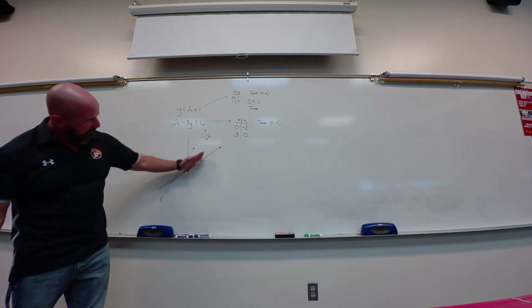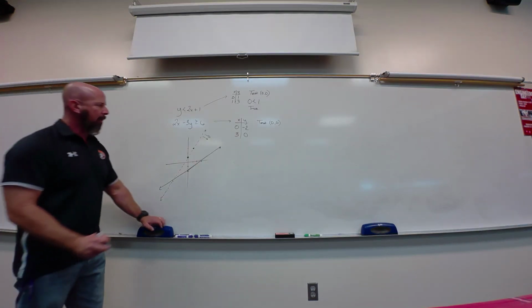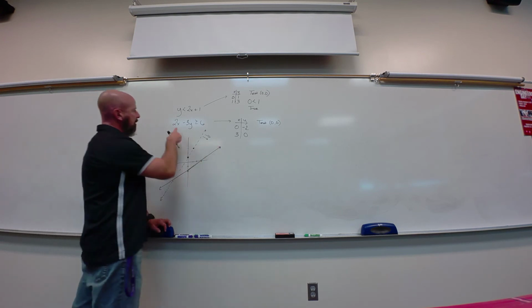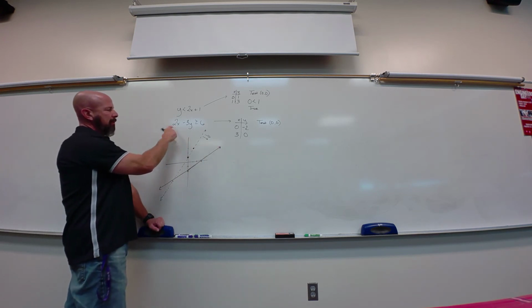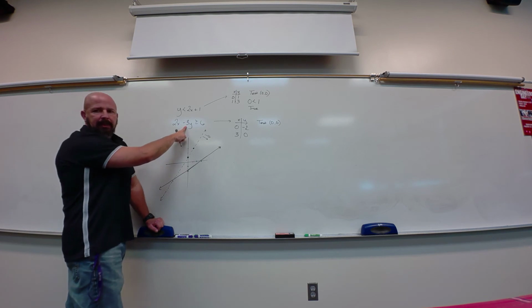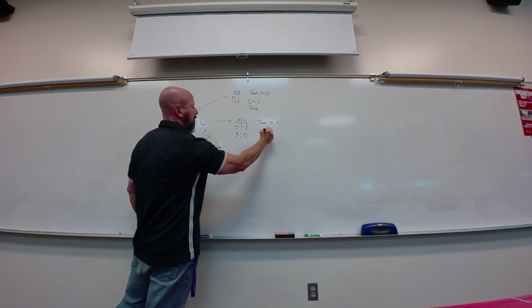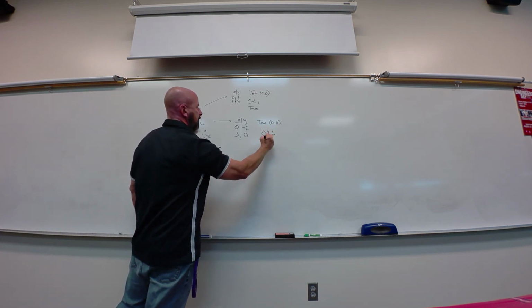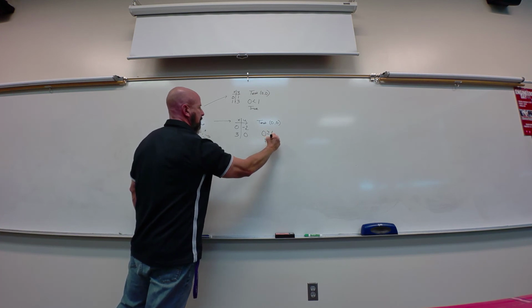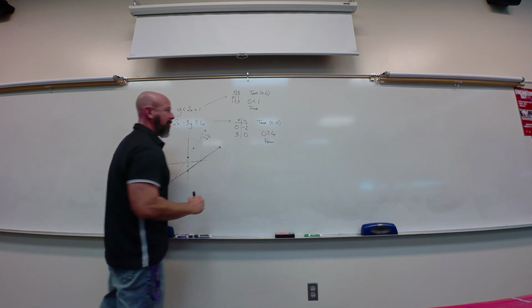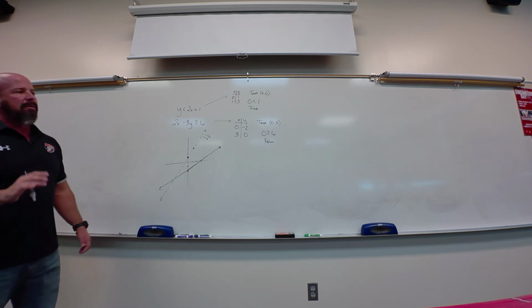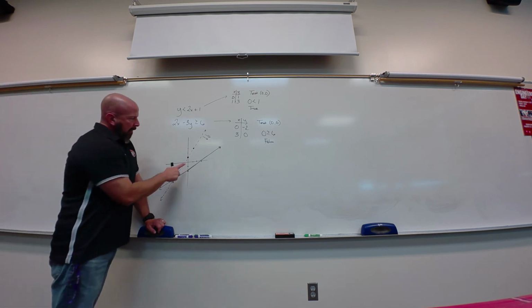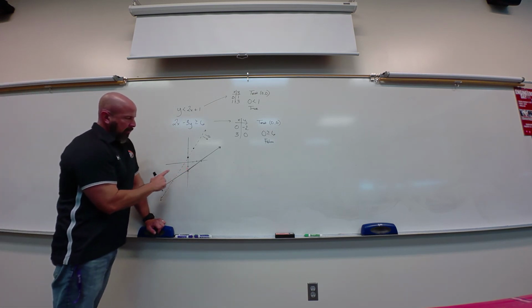(0, 0) is not on my solid one. I'm good. So I'm going to test (0, 0). 2 times 0 is 0. Minus 3 times 0 is still 0. 0 greater than or equal to 6. Wait a minute, that's false. 0 is not bigger than 6. Okay? So that means that the other way is going to be true.